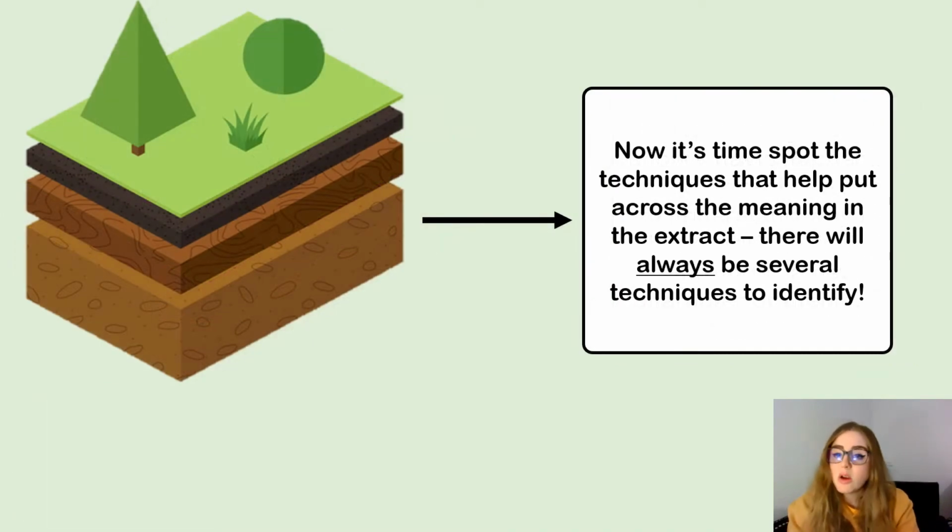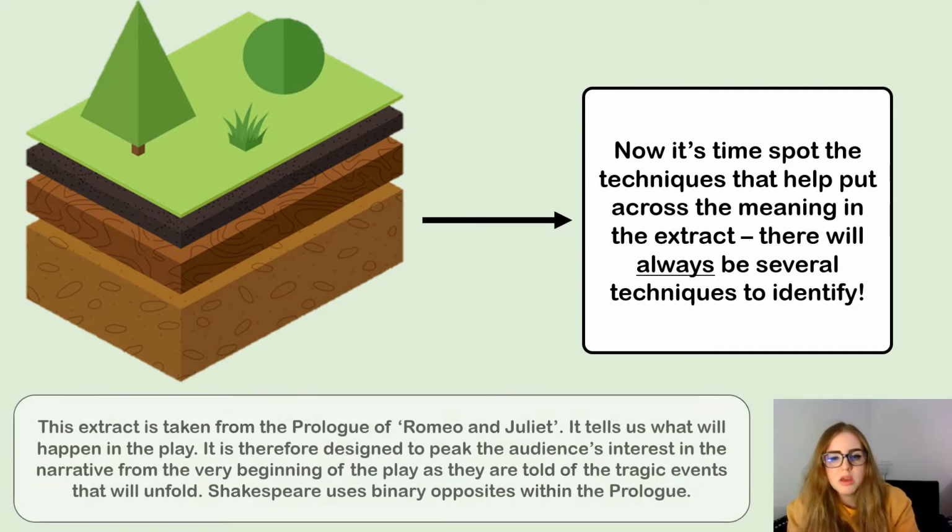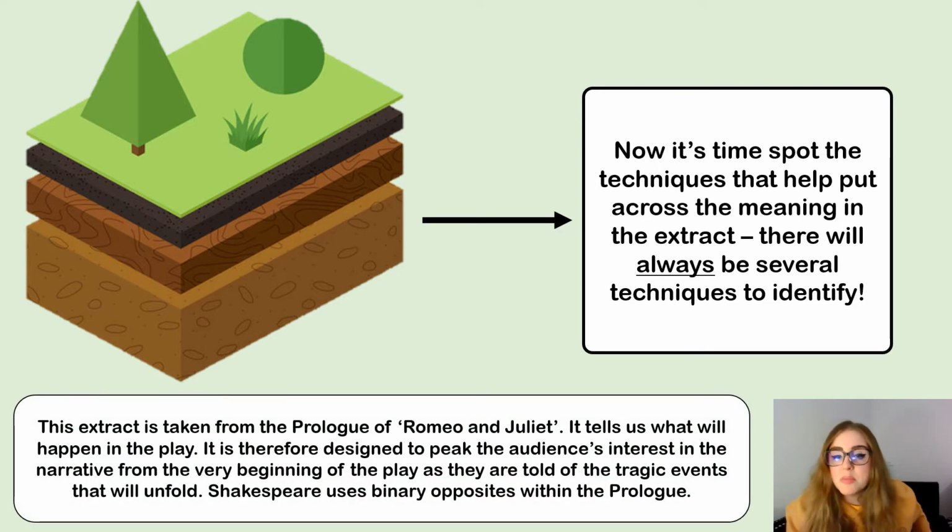Deeper again, it's now time to spot the techniques that will help across the meaning in the extract. There are several techniques that we're going to want to identify here. For example, Shakespeare uses binary opposites within the prologue, which, when we're looking at things that are completely opposite, is similar in a way to oxymoron. For example, later on in Act 1 Romeo says 'cold fire', but binary opposites can be further apart in an extract as well. So you want to think about the Capulets and the Montagues as binary opposites too.